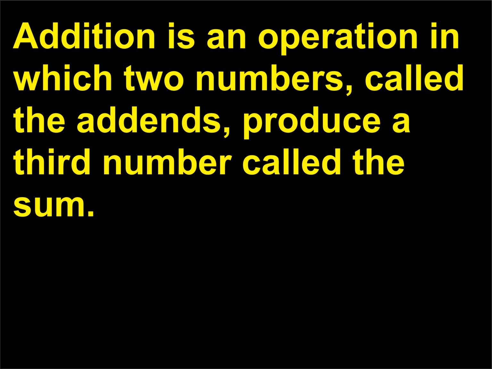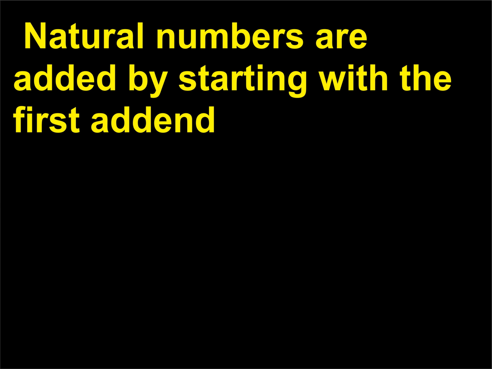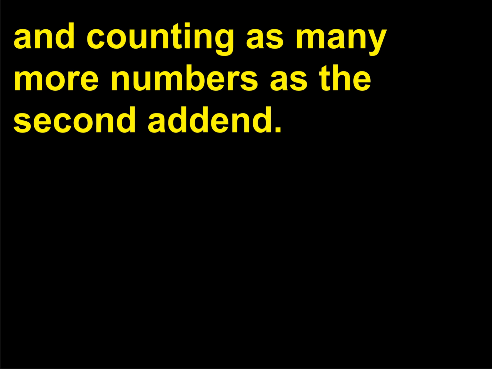What is addition? Addition is an operation in which two numbers, called the addends, produce a third number called the sum. Natural numbers are added by starting with the first addend, and counting as many more numbers as the second addend.